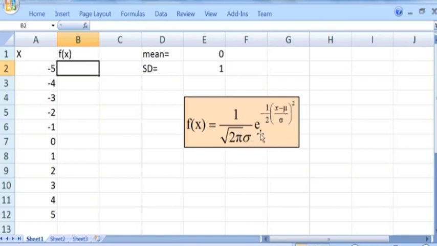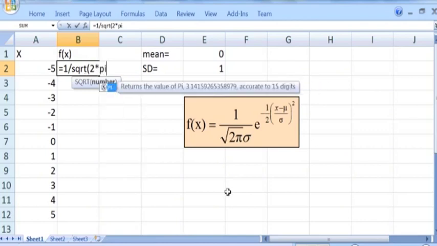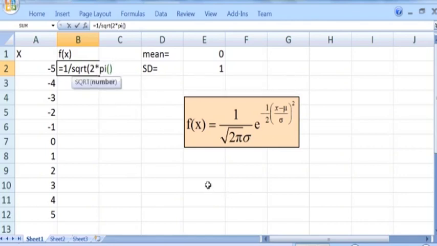So look at this expression on the right hand side. It is 1 over square root of 2 pi times sigma. So I'm just calculating this first expression here in this fraction. So just type an equal sign. So 1 divided by sqrt, square root, and here we have 2 times pi. So 2 asterisk pi. In order to calculate pi, we have a built-in function. The built-in function is PI and then the 2 parentheses. So that's it. So I have closed the parentheses.